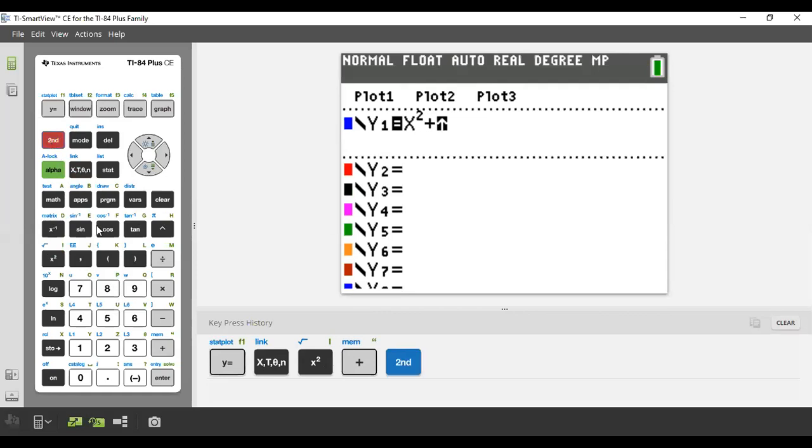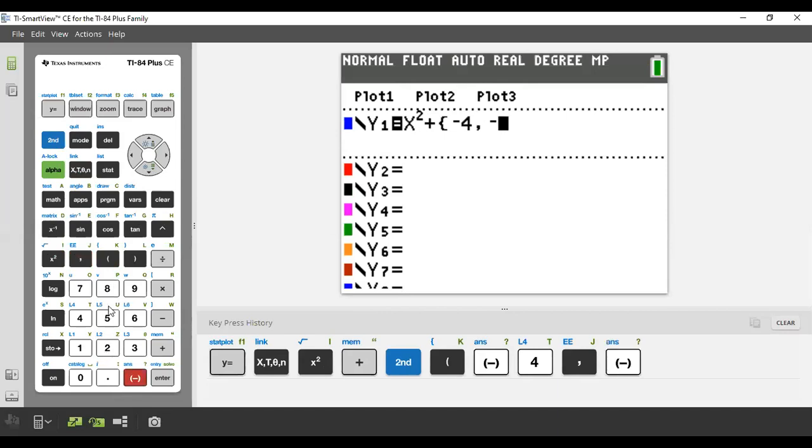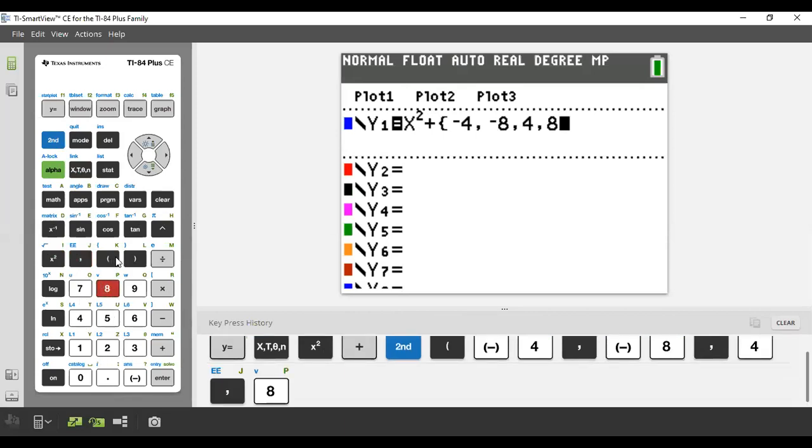So second parentheses gives you brackets, and then we're just going to enter the constants, a -4. You have to put a comma in between each choice, and then we're going to put a -8, comma, and then we're going to put a +4, comma, and then a +8, and then we close the brackets. And then we're just going to put the x here, and then we're going to put plus 16.